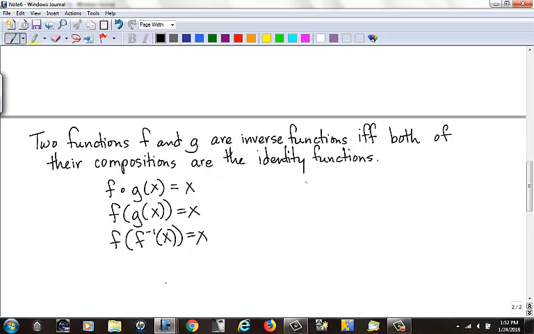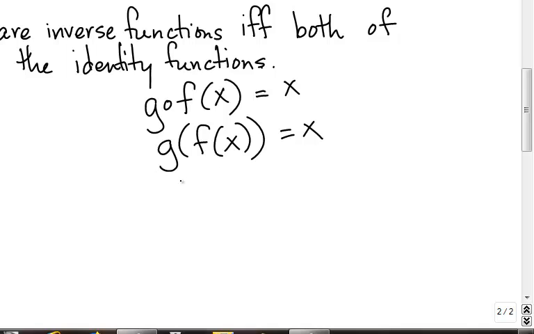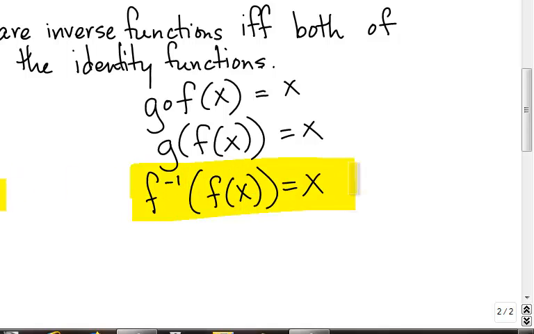Go the other way. If you said g of f of x, that's one way to write it. If the composition brings you back to x on both of those, then they are inverses. But in that example I did not use g. I used f inverse of f of x. Those two compositions should bring you back to x. That's how you prove that it is an inverse.